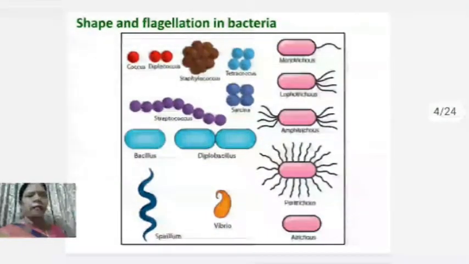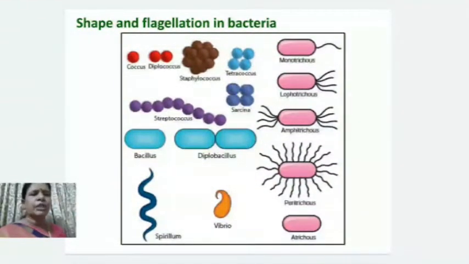Now in this diagram you can see the shape and flagellation in bacteria. Round spherical shape means they are coccus type. If two cocci join, they are called diplococcus. If they are in clusters, they are called staphylococcus. And if they are in fours, they are tetracoccus. You can see in this diagram. And you can see the chain of cocci, that is streptococcus.